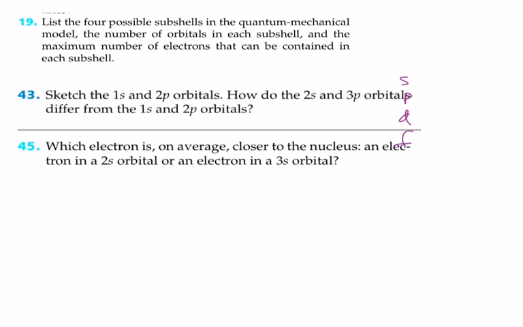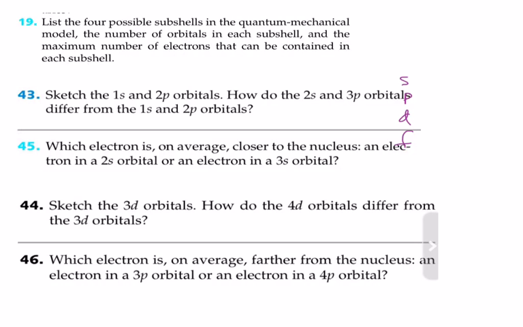45, which electron is on average closer to the nucleus? They're both in s's, but we have a 2s and a 3s. I'd say 2s. I don't want to do your homework for you, but I think you'll do fine. 44, just do your best at sketching the 3D orbitals. And then how would they compare with a higher energy level, instead of 3, 4? And 46, which electron is farther from the nucleus? That'd be the higher energy, because they're both P, so 3p.